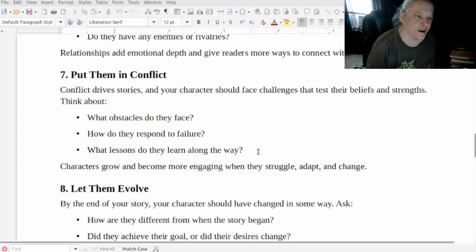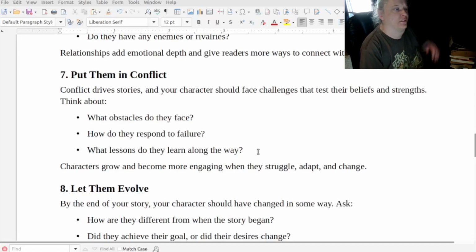And your character should face challenges that test their beliefs, their strengths, and all of that. So, what obstacles does your character face? How do they respond to failure? What lessons do they learn along the way? Characters grow and become more engaging when they struggle, adapt, and change. The key word here is adapt and change.